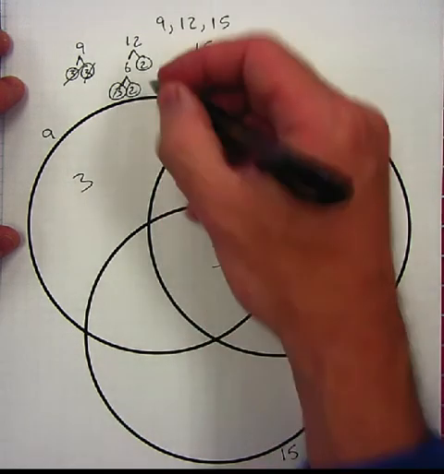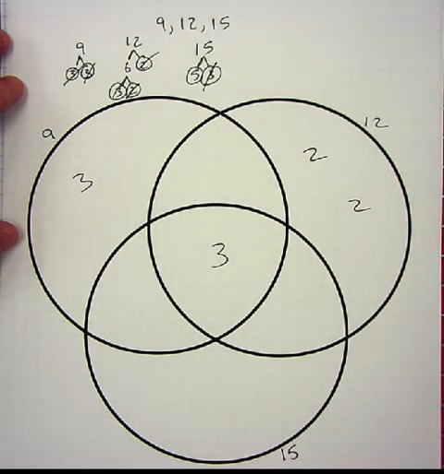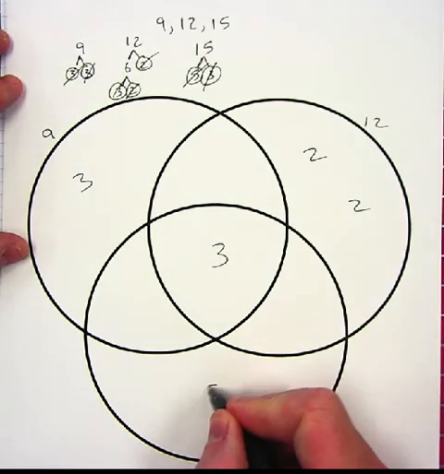The two 2's for 12, cross them off, and they both go here. They're not shared by either 9 or 15. And this last prime factor of 5 for 15 would go right here.